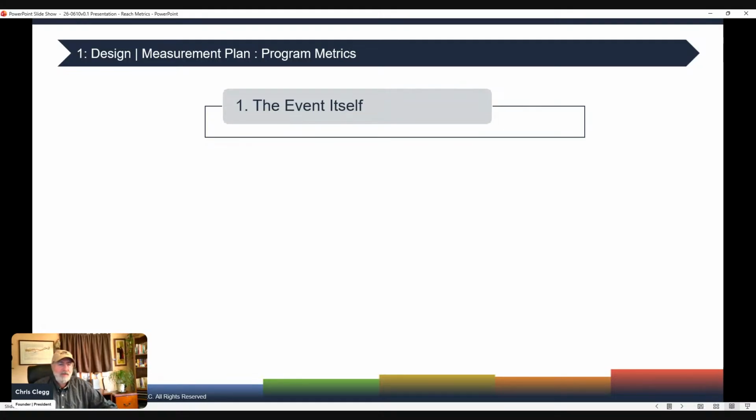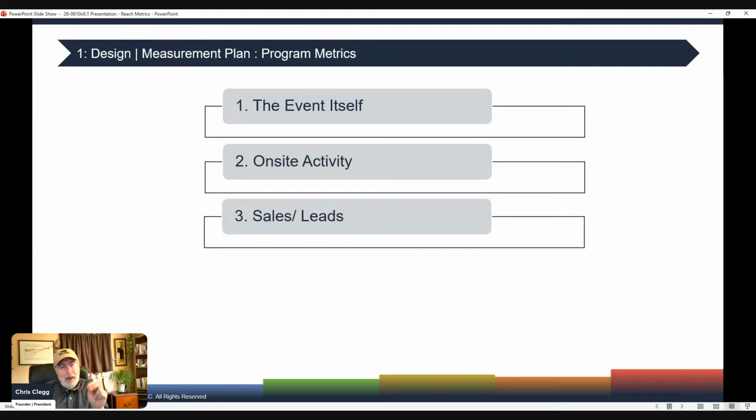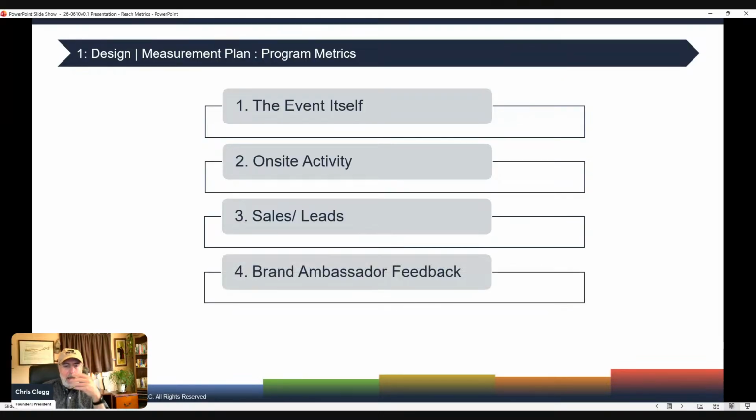You have metrics around the event itself. So what was the actual dynamics around what you had signed up to do and be at? And then what did you do on site when you were there? If you have the opportunity to collect leads or to sell, you want to have measures of that. You want to have some kind of record of what that resulted in.